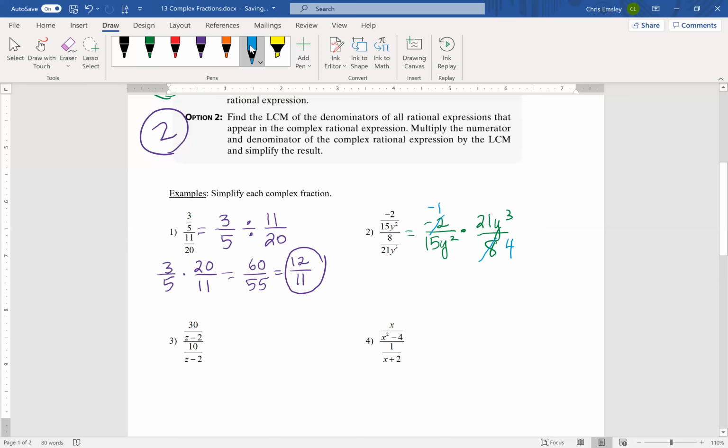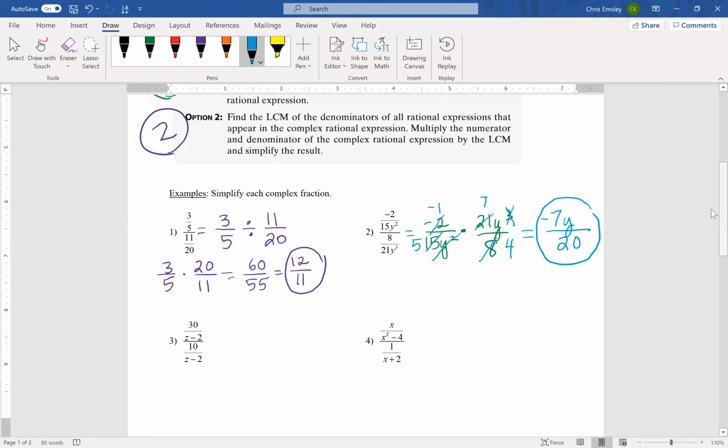I see a 21 on the top and a 15 on the bottom. They can both be divided by 3. And then finally, I have y squared on the bottom and y cubed on the top. Using our rules for exponents, y cubed divided by y squared is just y. So these are going to reduce to just a plain old y. So kind of put together all the scratches I have up here. I have a -1 times 7 times y. So up top, -7y. On the bottom, I just have 5 times 4. So 20. There's my simplified reduced fraction. No more complex fractions there.